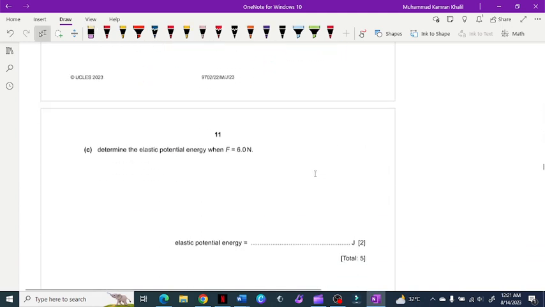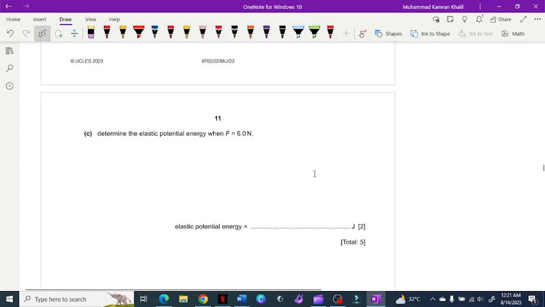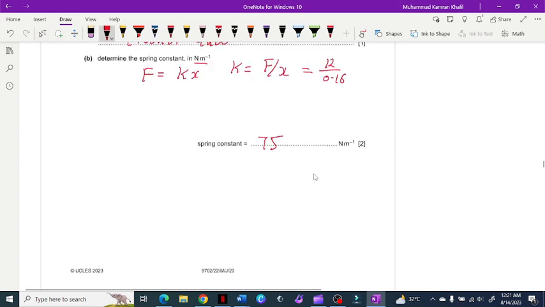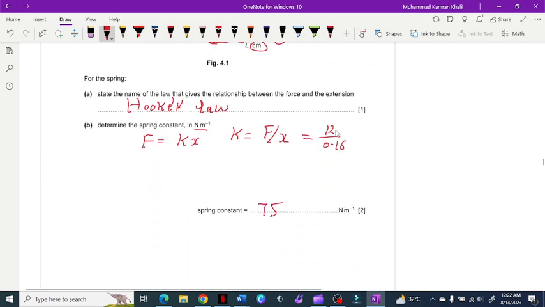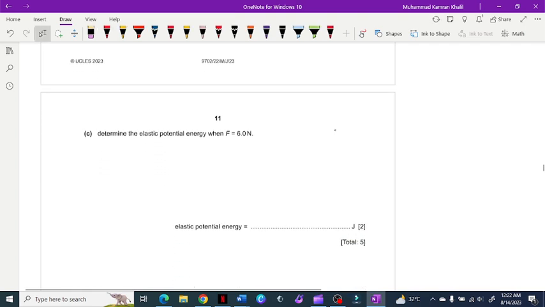The next part related with this: determine the elastic potential energy when F equal to 6 Newton. Now for 6 Newton, we will shade that region, and the area under the graph will be, again, first we will calculate the difference. So the difference is 16 minus 8, that is equal to 8 centimeter, or 0.08 meter. Now this shape is a triangle, so the base is 0.08 and the value is given 6.